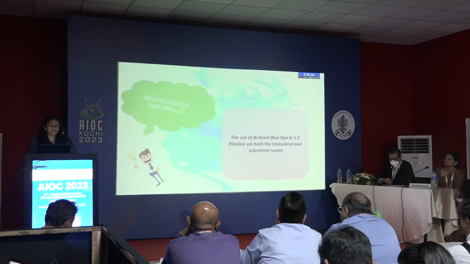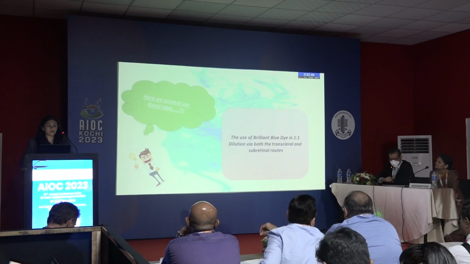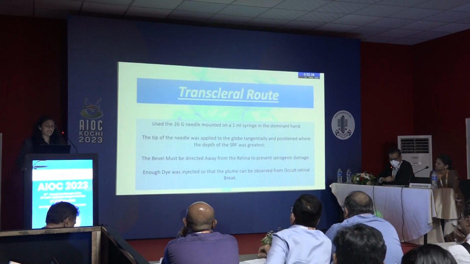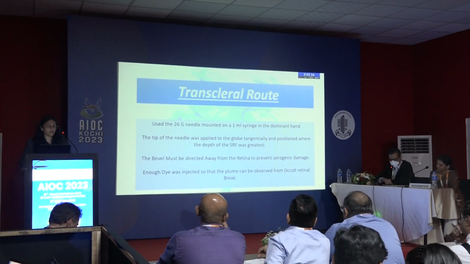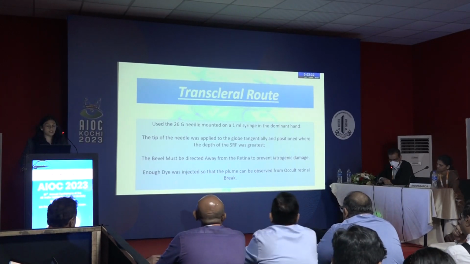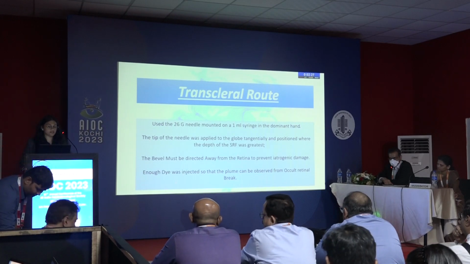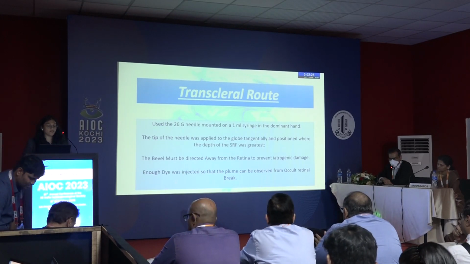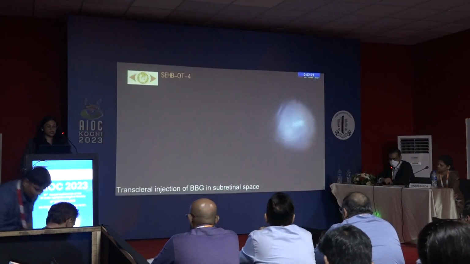We used brilliant blue dye in 1:1 dilution via both the transscleral and the subretinal routes. For the transscleral route, we used a 26 gauge needle mounted on a 1 ml syringe in the dominant hand. The tip of the needle was applied to the globe tangentially and positioned where the depth of the SRF was greatest. The bevel was directed away from the retina to prevent iatrogenic damage, and enough dye was injected.